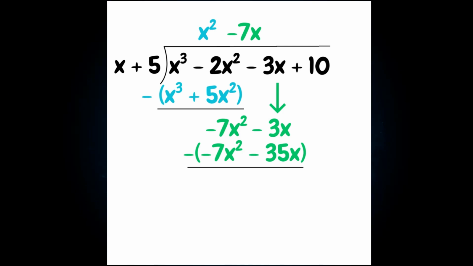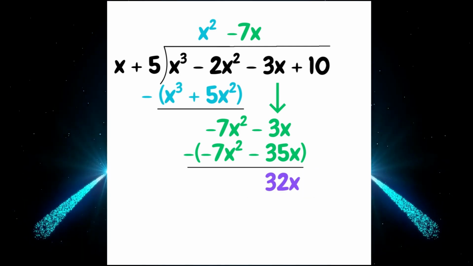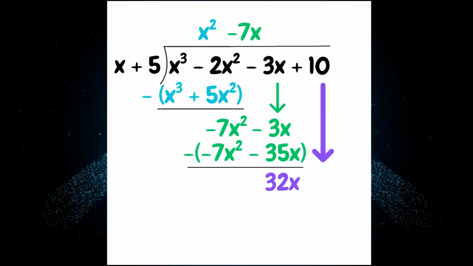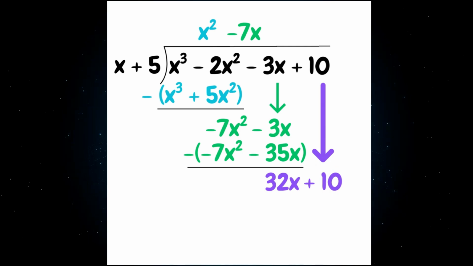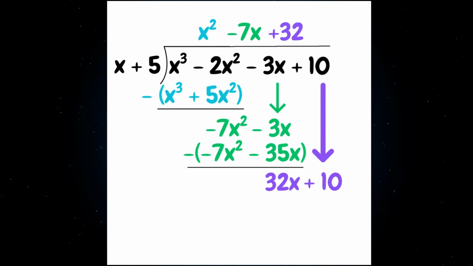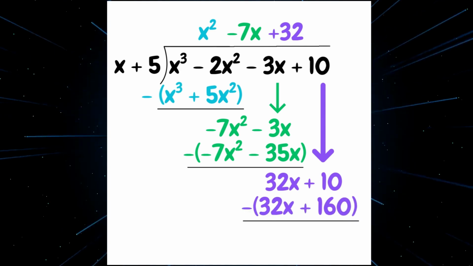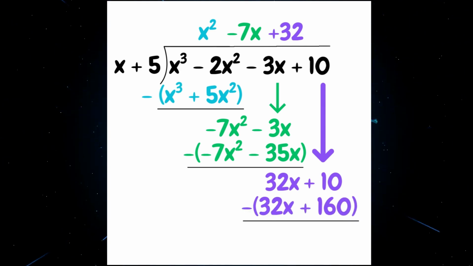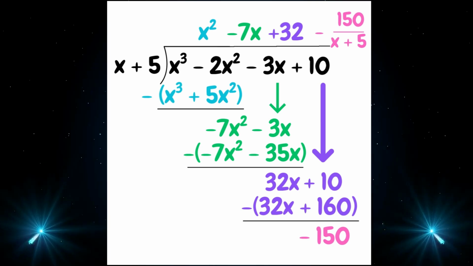Again, I subtract. Negative 7x squared minus negative 7x squared is 0, and negative 3x minus negative 35x is 32x, and then I bring down my 10. Again, I ask myself, x times what gives me 32x? In this case, it's going to be plus 32. So 32 times x gives me 32x, and 32 times 5 is 160. Again, I subtract. 32x minus 32x is 0, and 10 minus 160 is negative 150. That's going to be my remainder, so I'm going to write it as negative 150 over x plus 5.